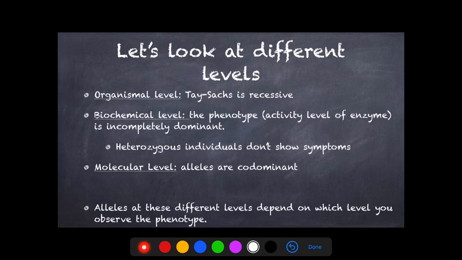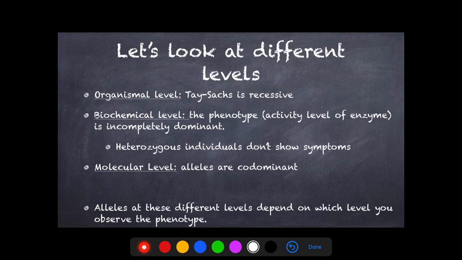So if you look at the organism level, basically, when you look at this level, Tay-Sachs is going to be recessive, okay? But if you look at the biochemical level, the phenotype, which in this case would be the activity level of the enzyme, that is, whether it's able to process the lipids or not, is going to be incompletely dominant, okay? And therefore the heterozygous individuals will not show any of the symptoms, okay?